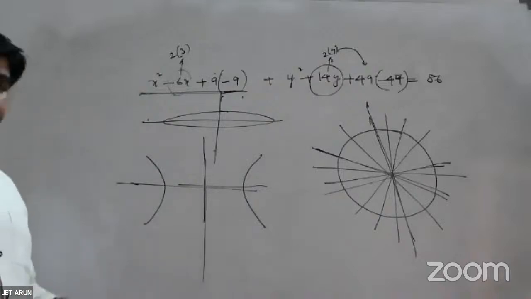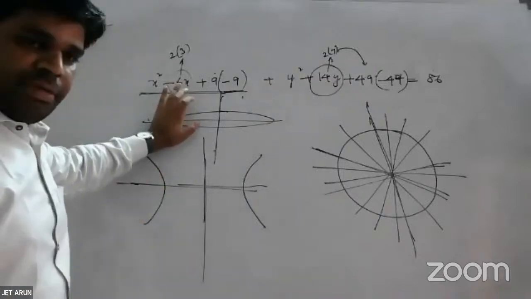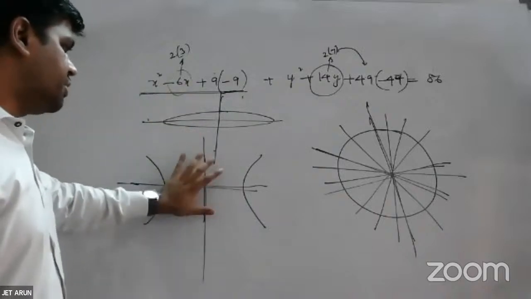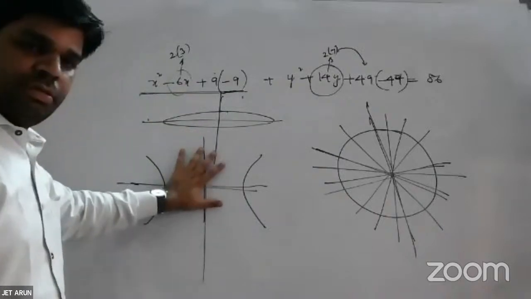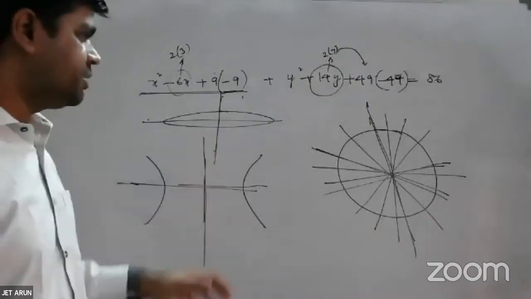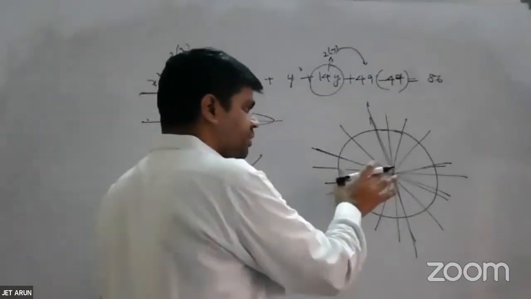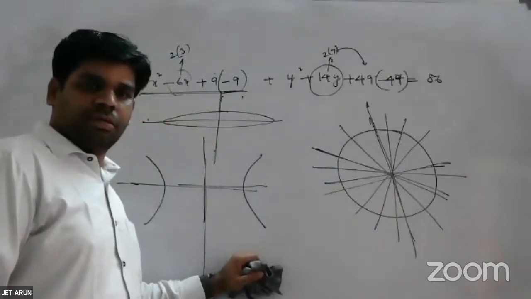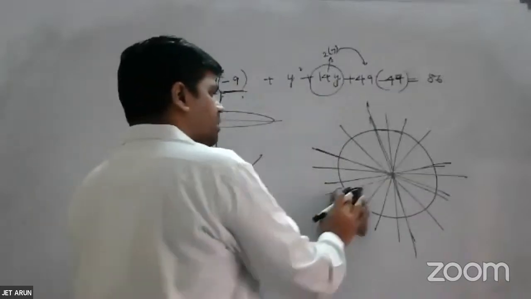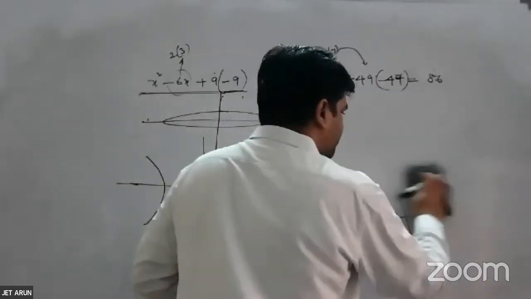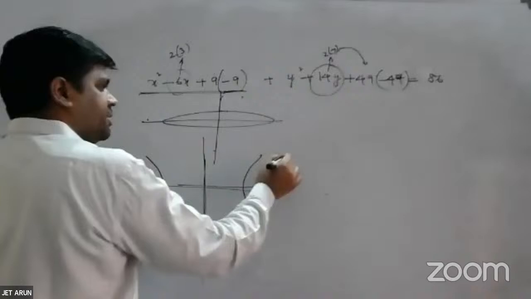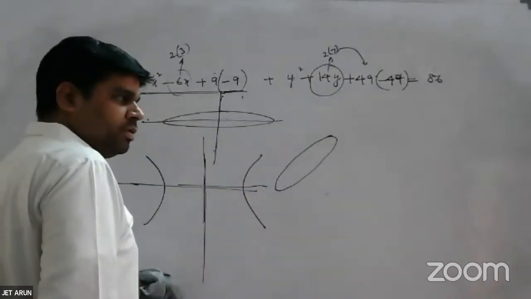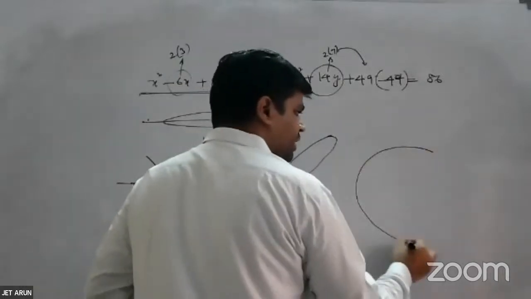My B value, whether B is non-zero or zero, decides whether this axis is going to be tilted or not. Does it make sense for me to tilt a circle? Let me put the question again: an ellipse and a tilted ellipse are two different ellipses. It's tilted, like this.